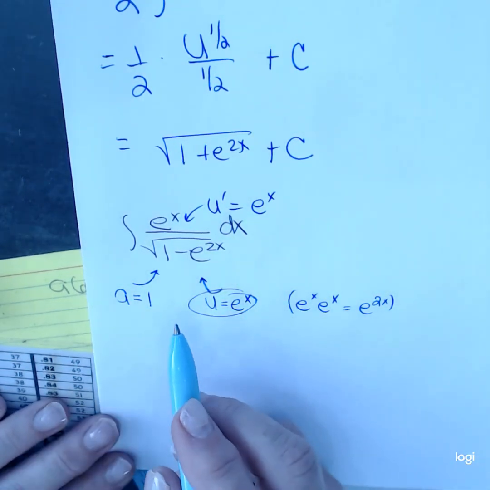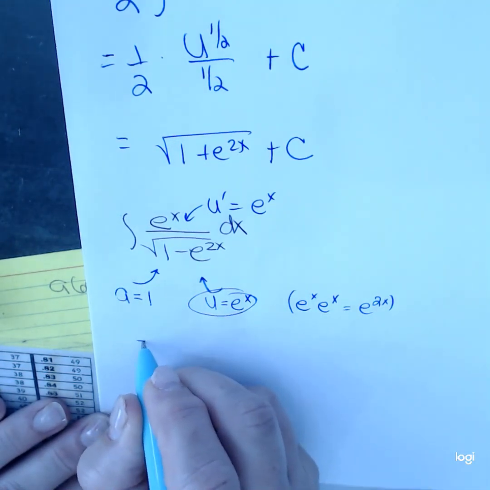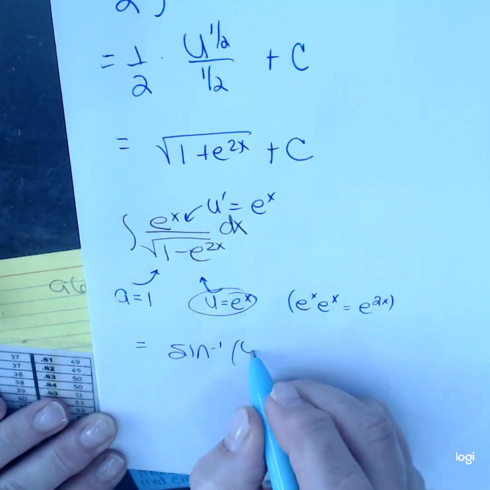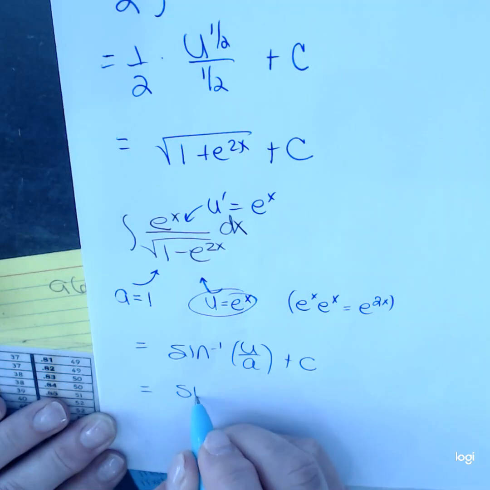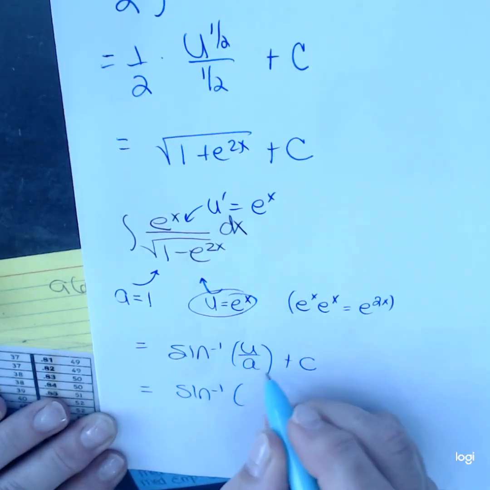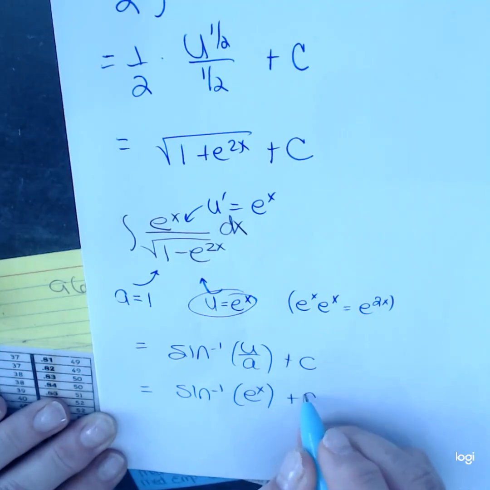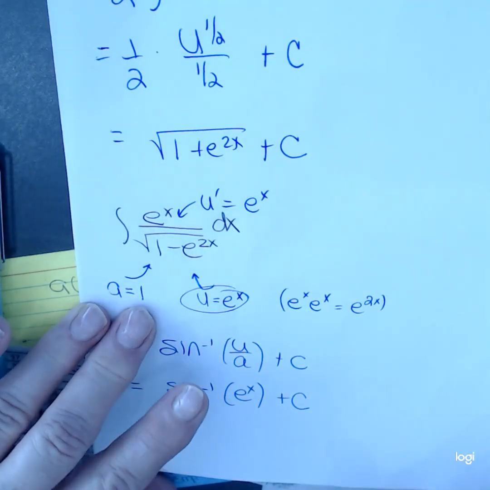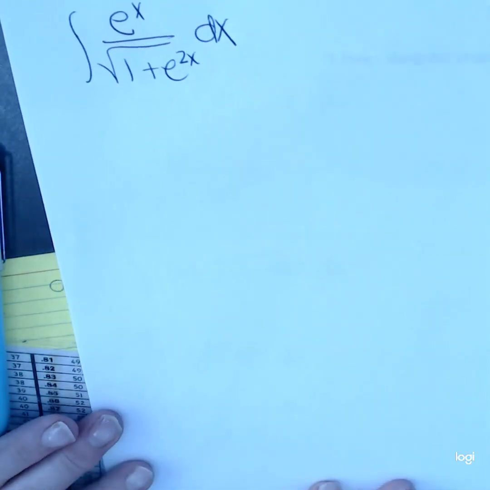And if we look at this, this is actually an inverse trig form. It is actually the form of inverse sine of u over a, all plus c. So in this case, I'm going to get the inverse sine of u, which is e to the x over 1, or simply e to the x, all plus c. So again, much easier, quicker to do than a trigonometric substitution. Let's go ahead and look at our next example.